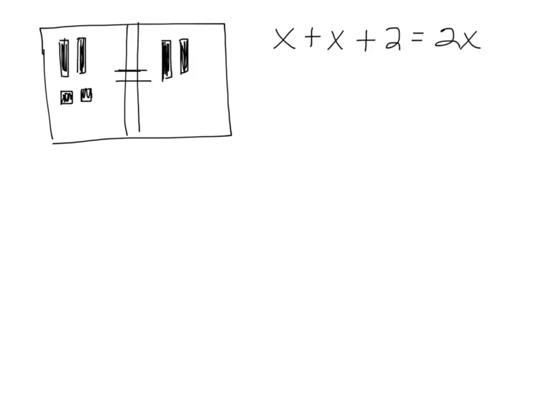So if we show that with our work, you know that you can always take away the same amount from both sides. So I'm going to take that away from both sides. Before I do that, I'm going to combine those.